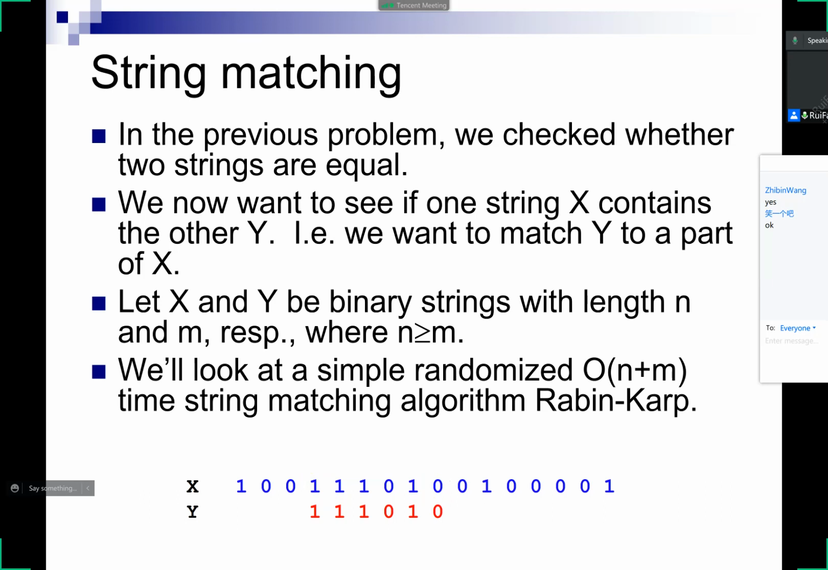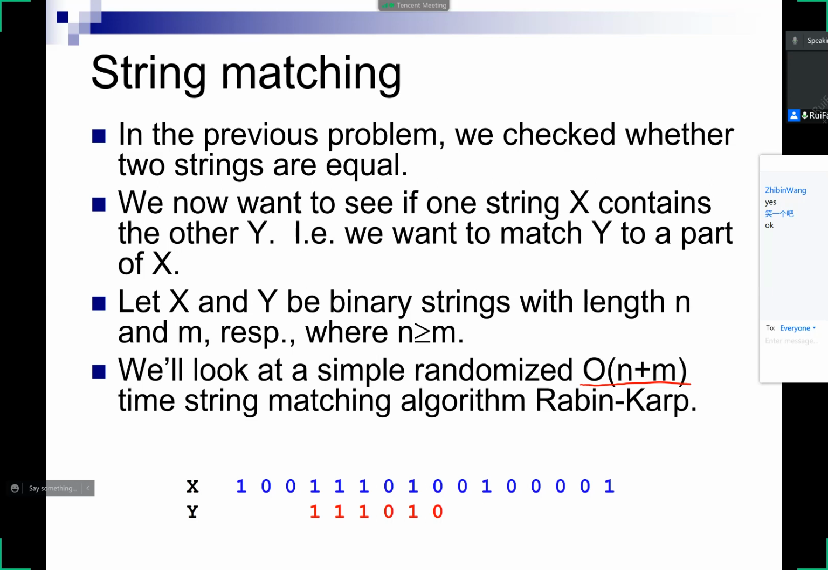There are many deterministic algorithms for doing this. For example, the KMP algorithm. But the problem with these algorithms is that they're kind of complicated. So today, what we're going to see is a very simple randomized algorithm for solving this problem. This is called the Rabin-Karp algorithm, and it actually runs in optimal expected time.